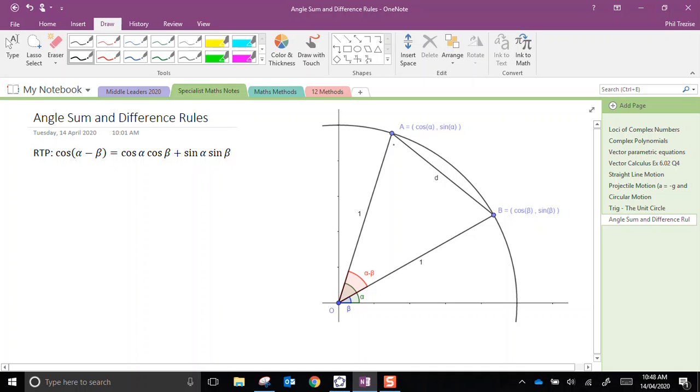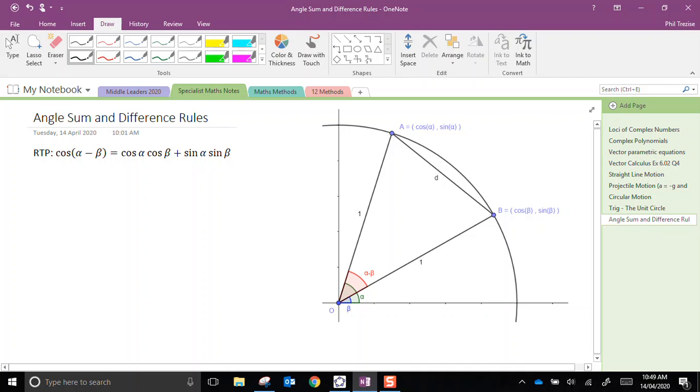And importantly, I know that the triangle here is isosceles, so I have length of 1 and length of 1, being a unit circle. I don't know the distance between point A and B, let's label that D, and the angle opposite to side D would be alpha take beta. Alpha is the larger one, beta is the smaller one. That's everything we need set up ready to go.